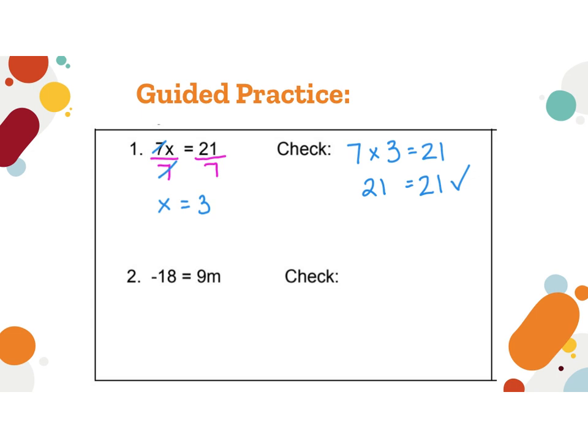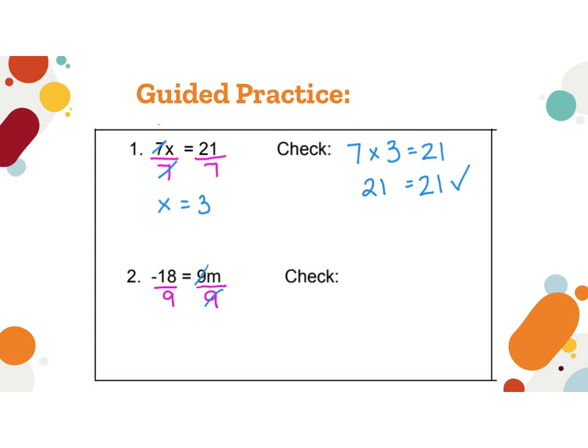Our next equation is negative 18 equals 9m. Remember that variables can be more than just x. It can be any letter of the alphabet. So we see 9 times m, so the opposite operation is to divide by 9. We'll divide both sides of our equation by 9.